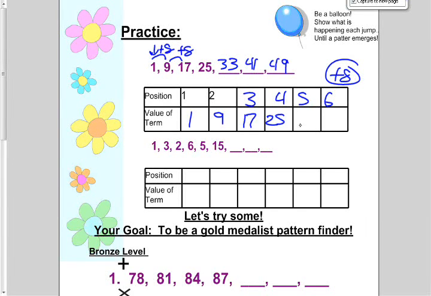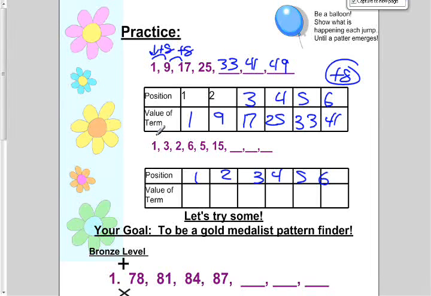Then we can continue to fill in our pattern. The fifth number was 33, 6 was 41, and then I'm done with my table. All right, let's try this one. Again, position 1, 2, 3, 4, 5, 6. That means who's first in the sequence, second, third, fourth, fifth, and sixth.